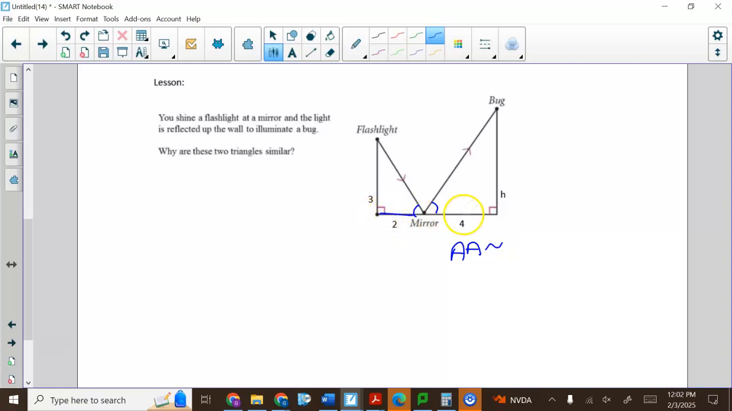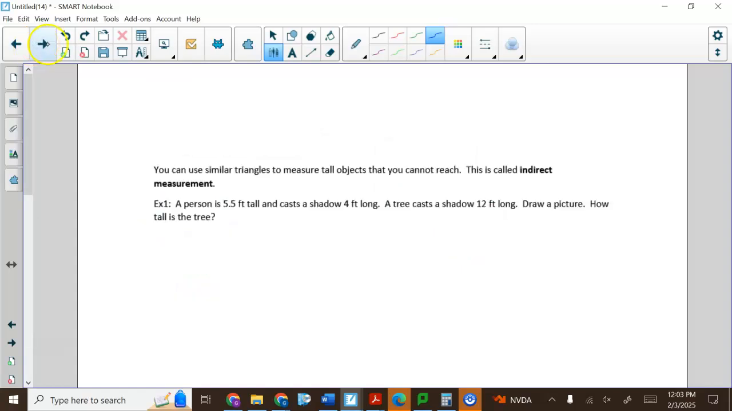So we could go 2 over 4 equals 3 over h. Okay, and we could cross multiply. 2h equals 12, h equals 6. All right, let's go to the next one.